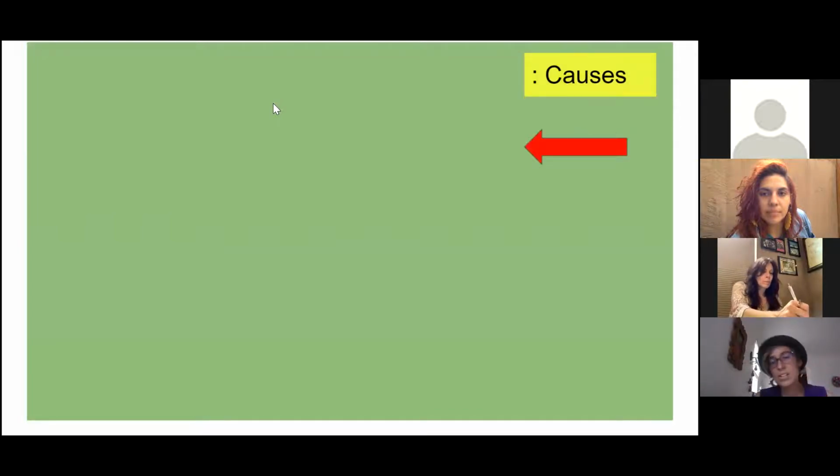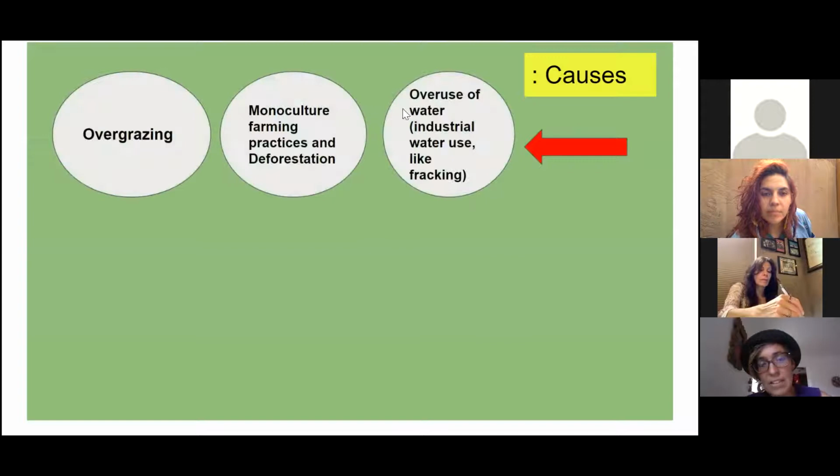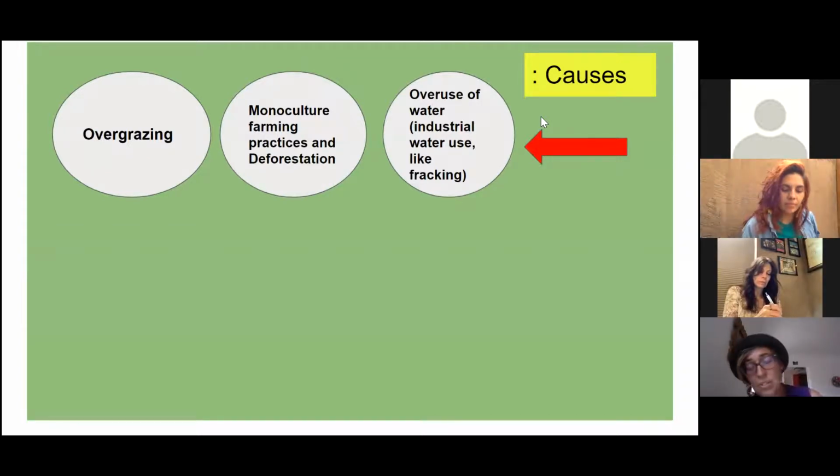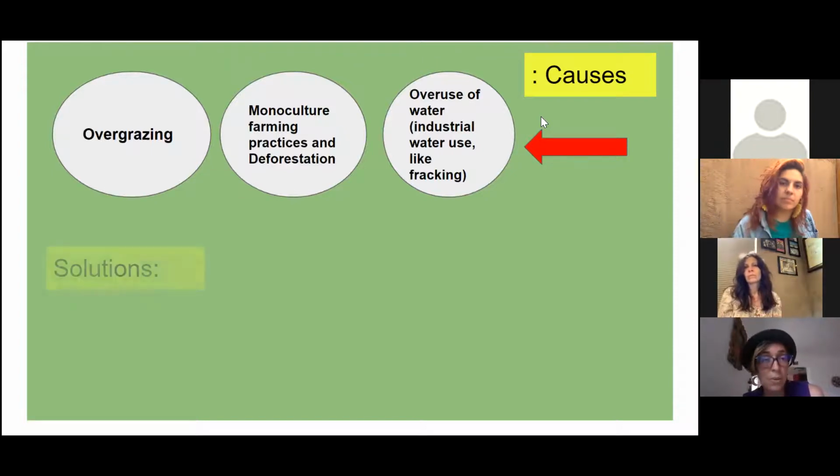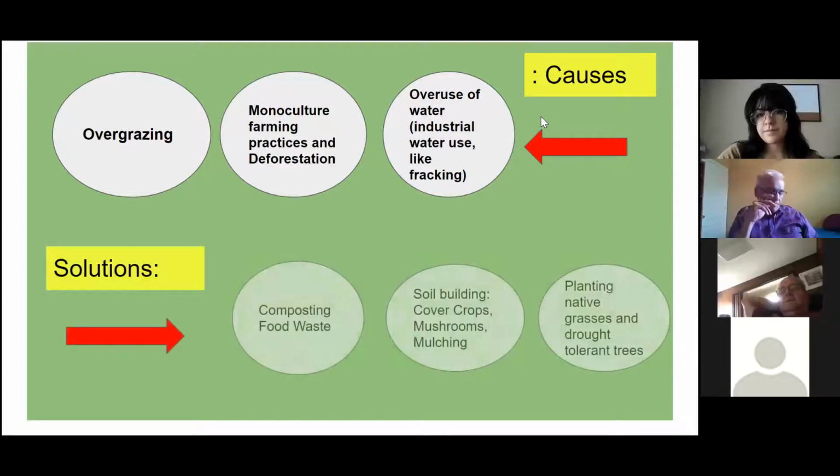All right, so we're just going to talk a little bit about desertification and some things that cause it. So overgrazing, monoculture farming practices and deforestation, overuse of water, like fracking uses so much water, Coca-Cola production, things like that. It's just pretty intense. And then we have lots of solutions though. So we know what not to do, but we also know what to do.